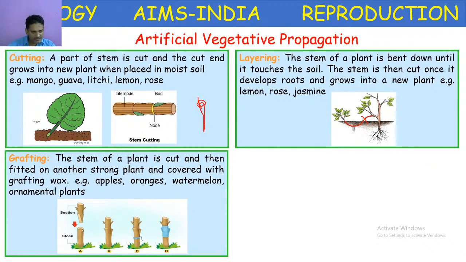Here a small cut is made, similar to this cut, such that it can fit in like this. This portion is tied tightly with a thread or a polythene wrapper, and it is watered. Only the stock is watered. The wrapper is removed only after it starts growing. Both tissues, scion and stock, should attach firmly so that new tissue is formed and it will grow. This process is called grafting, stem grafting. Apples, oranges, watermelon, ornamental plants, croton plants can be propagated by grafting.